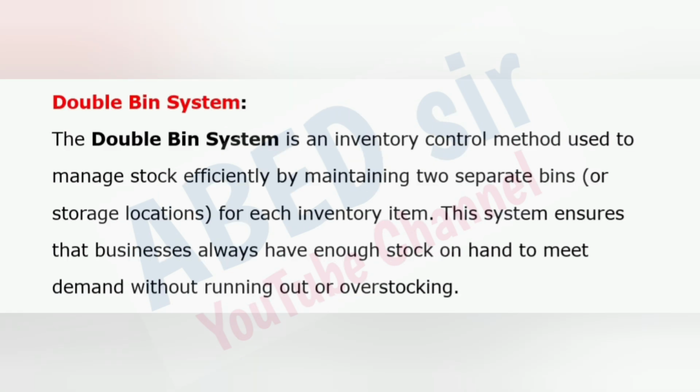Next important short question is: double bin system. The double bin system is an inventory control method used to manage stock efficiently by maintaining two separate bins or storage locations for each inventory item. This system ensures that businesses always have enough stock on hand to meet demand without running out or overstocking.